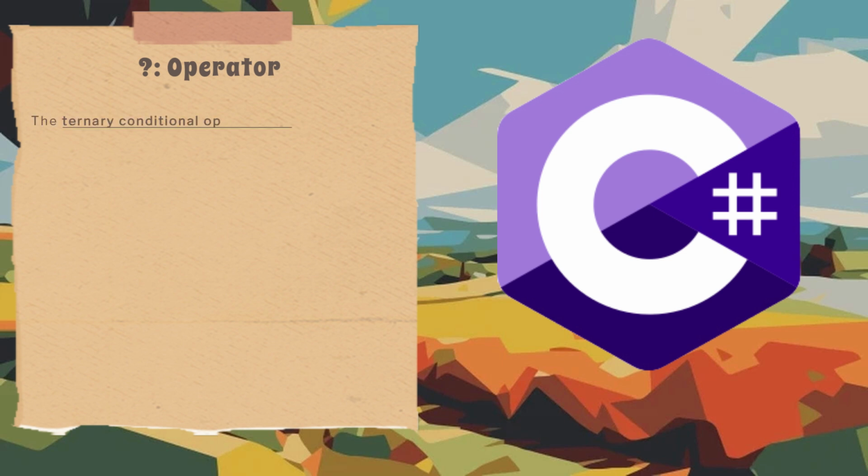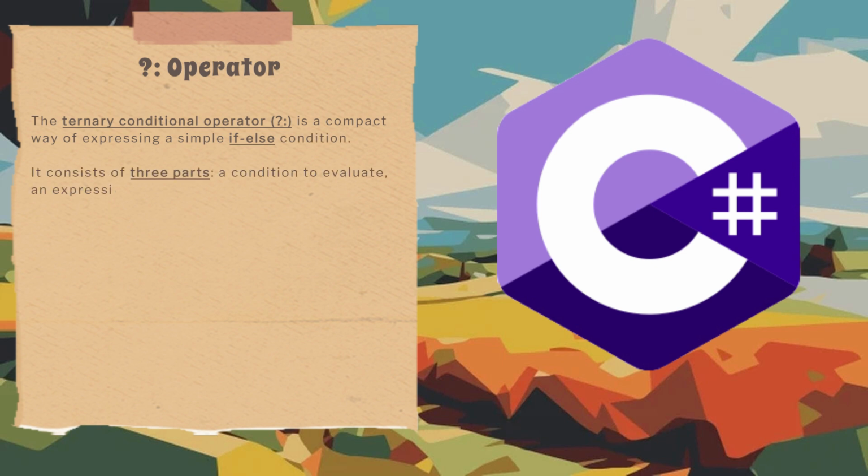The ternary conditional operator is a compact way of expressing a simple if-else condition. It consists of three parts: a condition to evaluate, an expression to return if the condition is true, and an expression to return if the condition is false.